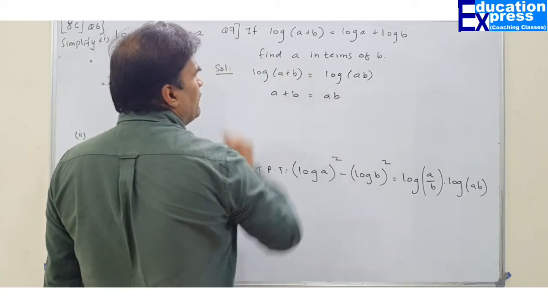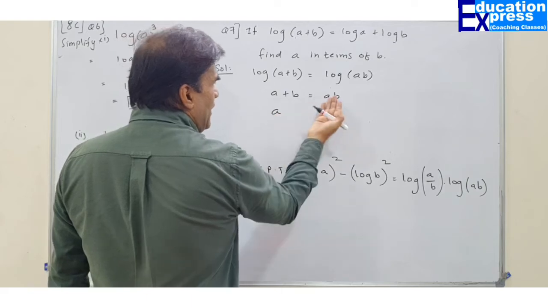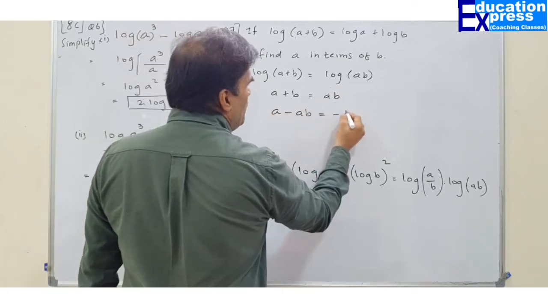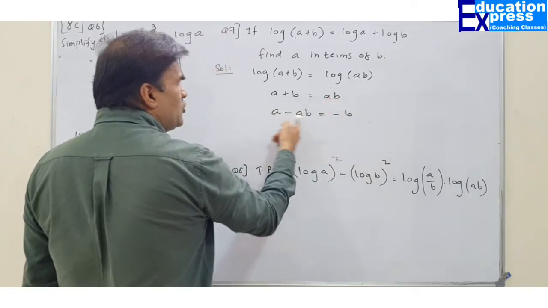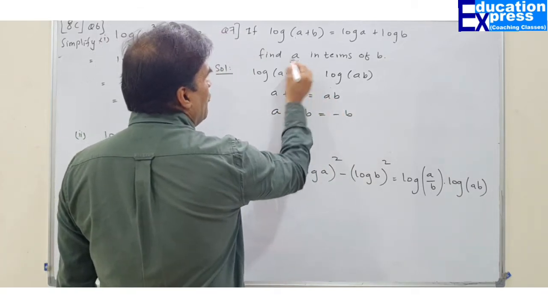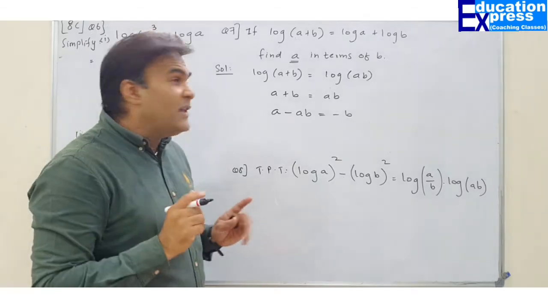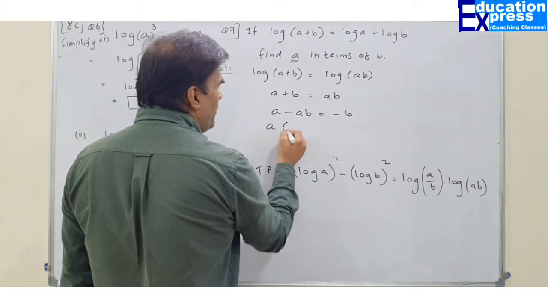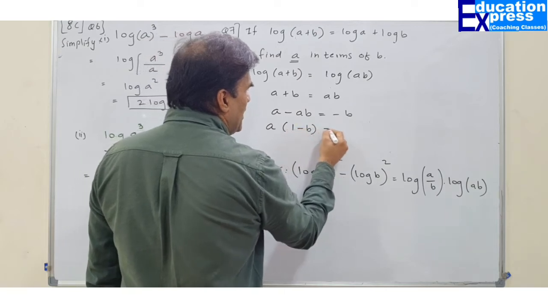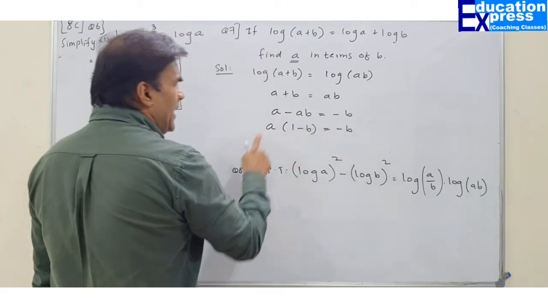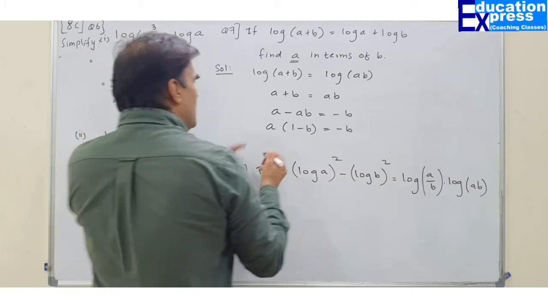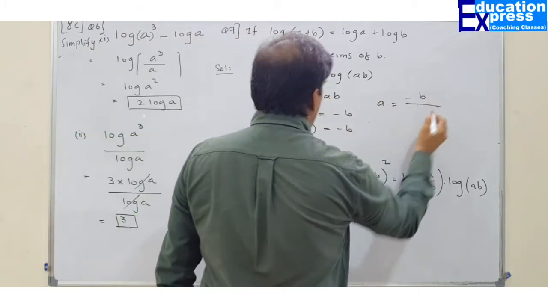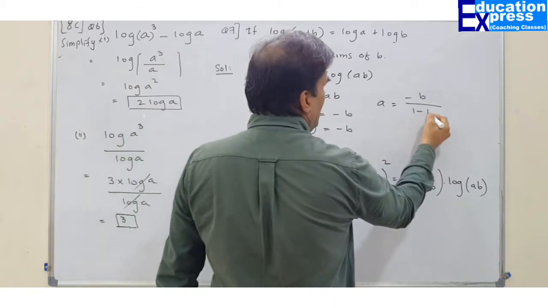We have to find the value of a. So what we will do? Bring this on this side: a minus ab equals minus b. I am bringing a over here so that a can be made the subject. Why? Because we have to find the value of a, let's make a the subject. What is common, sir? A is common. a times 1 minus b equals minus b. Can we find the value of a? Simple, sir. A would be equal to minus b upon 1 minus b.